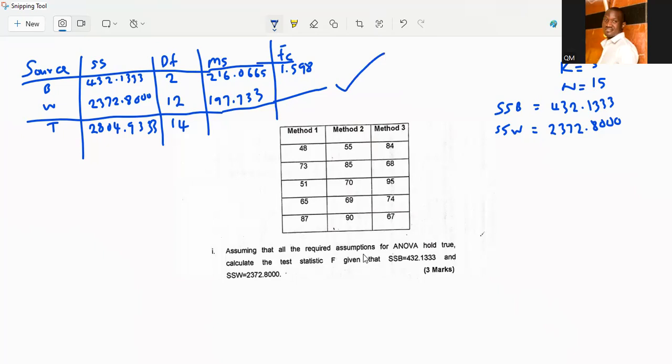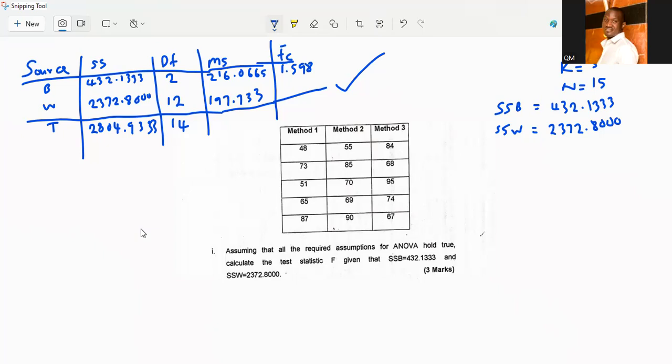Then you are going to be asked to test it. So far, when coming up with the ANOVA table, are we all clear? Yes. Right, so you cannot forget to remember this.